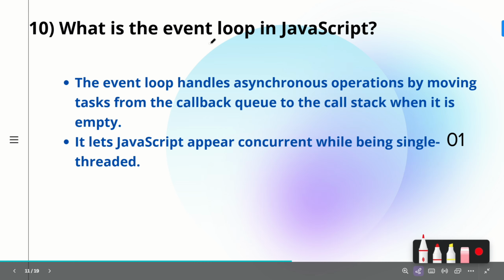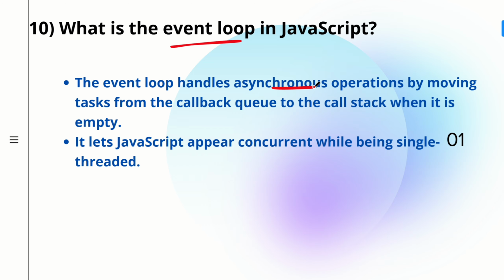Now let's see the 10th question. What is event loop in JavaScript? So event loop handles the asynchronous operation by moving the task from callback queue to the call stack when it is empty, and it lets JavaScript appear concurrent while being single threaded. So we all know that JavaScript is a single threaded language, but how does it handle asynchronous code? How does it execute them? So let's see how it works.